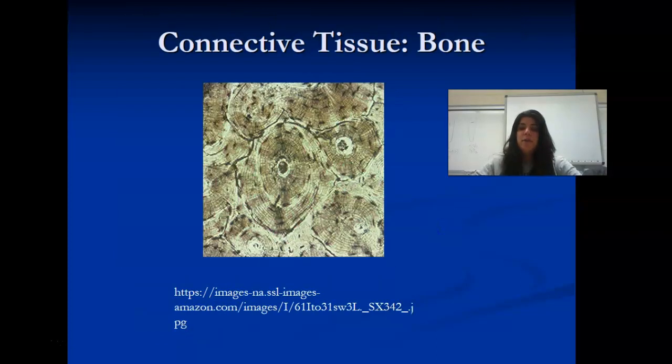This is bone, also in the connective tissue category. Bone is obviously found in your bone. These are the Haversian canals of your compact bone. So you can see it looks like wood or a tree, like if you cut a tree and looked at the tree rings, is what I think it looks like, or a bullseye.